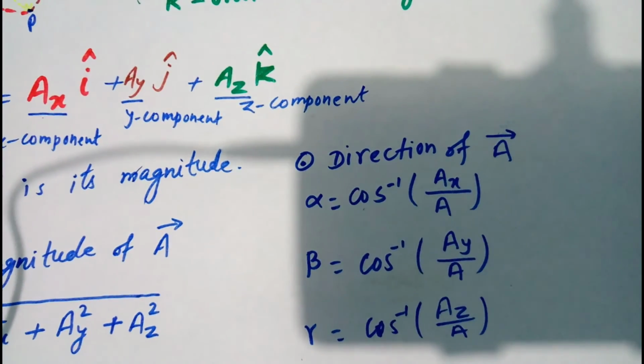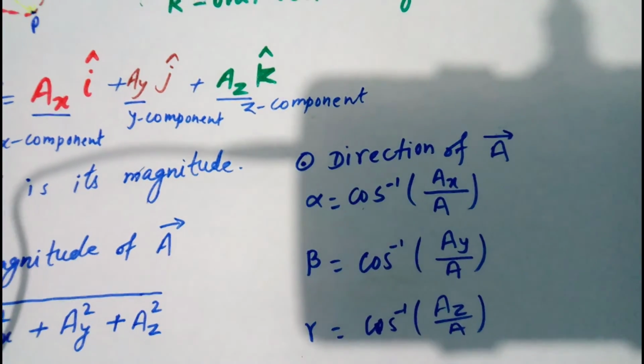So in this way we have come to know about the magnitude and direction of a given vector and its geometrical representation in the Cartesian coordinate system.